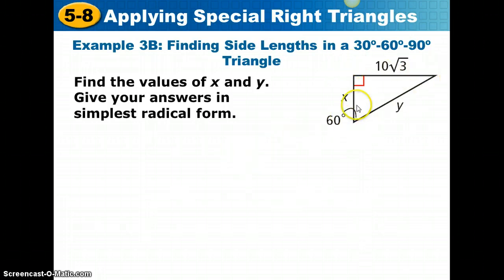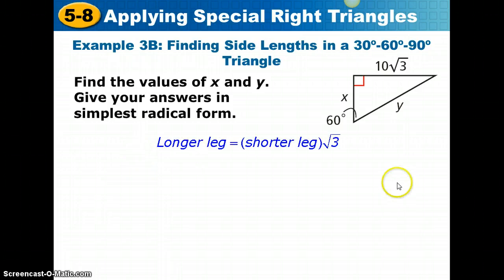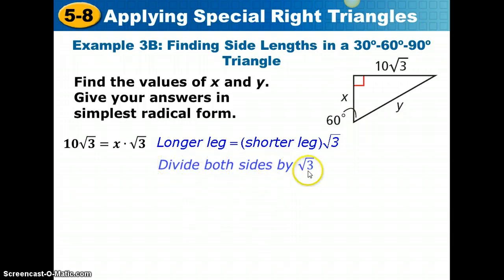Let's start by finding the longer leg, because we have that measurement. Remember, the longer leg equals the shorter leg times the square root of 3. So when I fill these in, the longer leg is 10 root 3. The shorter leg is x, and so I say 10 root 3 equals x times root 3. And now we solve this equation for x. We divide both sides by the square root of 3. They cancel on the right, and they will also cancel on the left, so x is just 10.